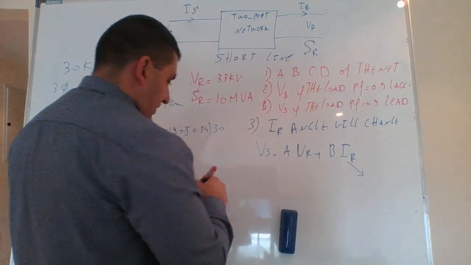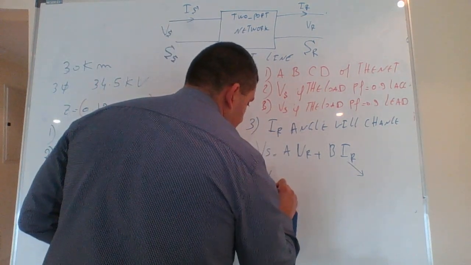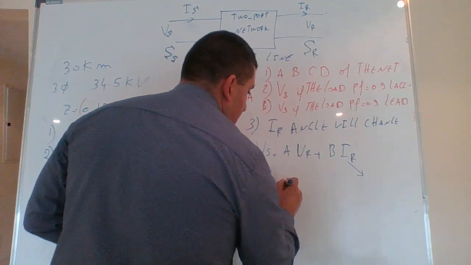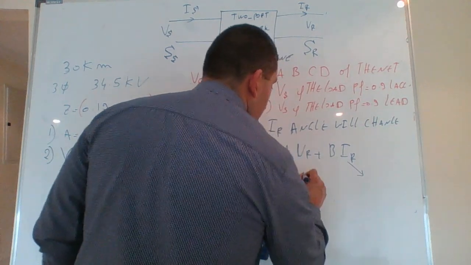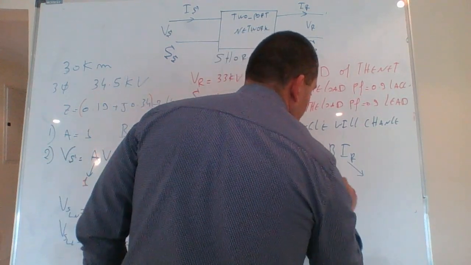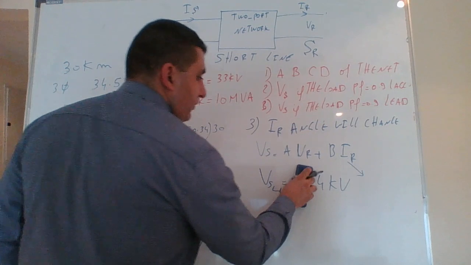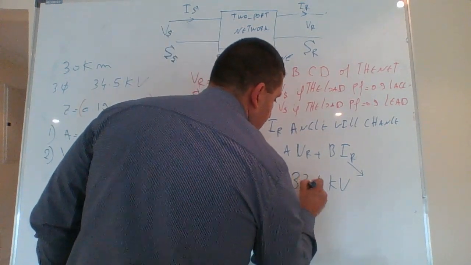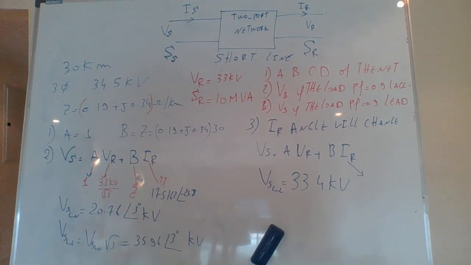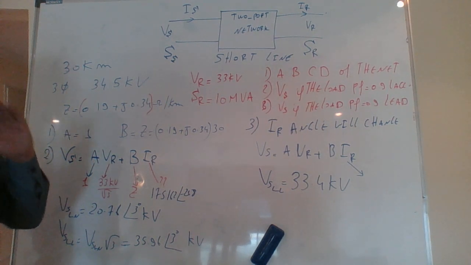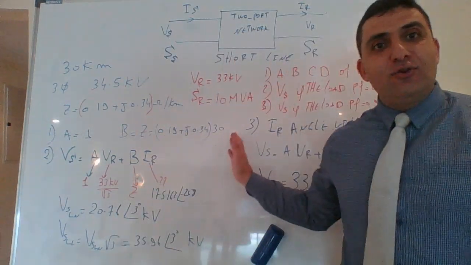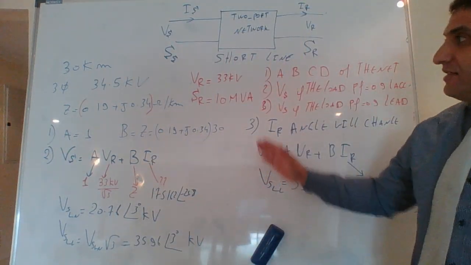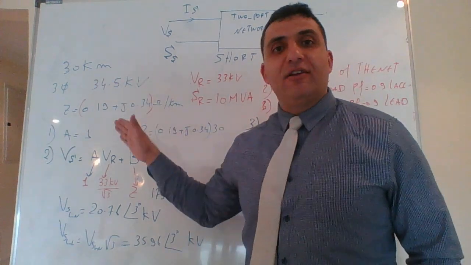The VS line to line is equal to 33.4 kilovolt. You end up with 33.4 kilovolt. This introduces one more element to us. I need to have, see the voltage? The system is rated at 34.5 kilovolt.